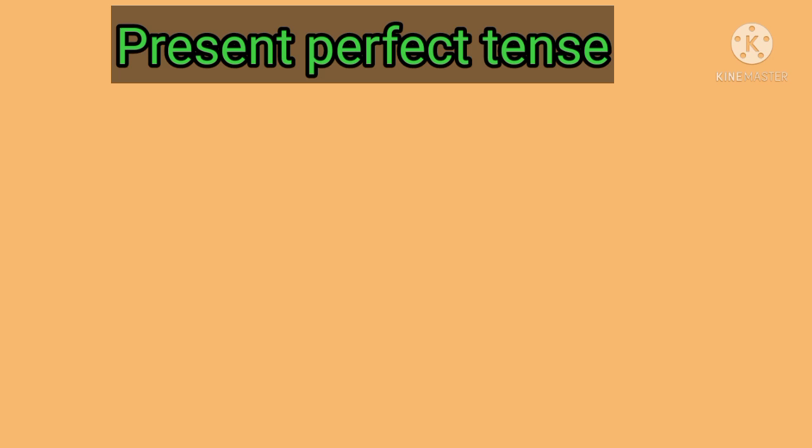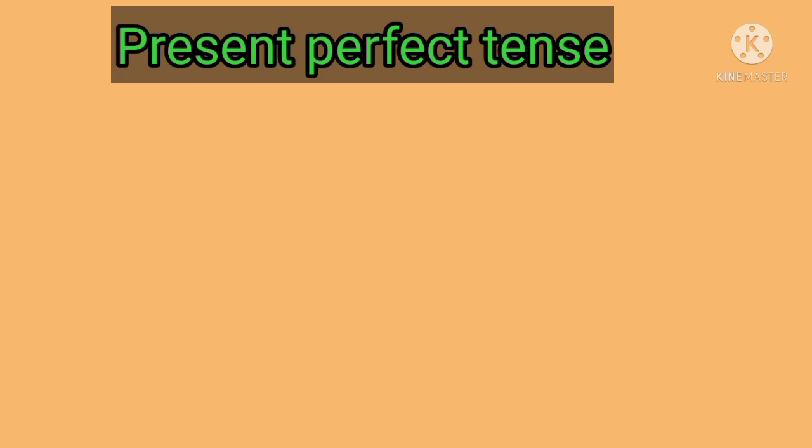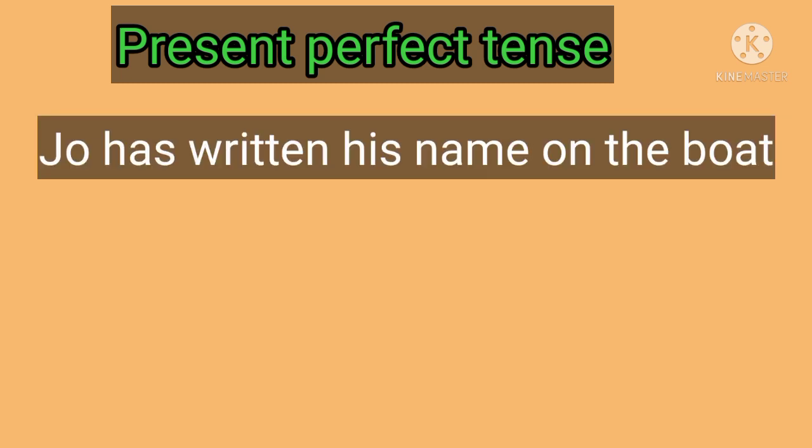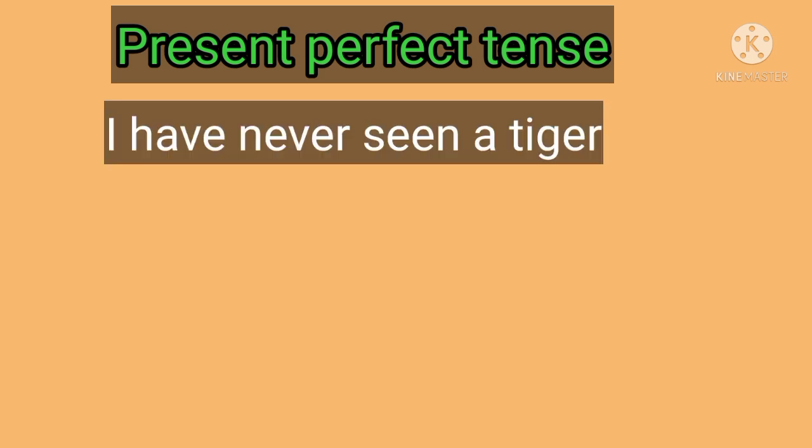The present perfect tense has continuative use, resultative use, and experiential use. For example, in the continuative use, the present perfect tense is used to indicate past actions with relevance to the present time, as in, we have lived in this house for 10 years, we are still living. Resultative use, the result of the past action is still fresh, as in, Joe has written his name on the board. The name is now seen on the board. And experiential use, to narrate the experience, as in, I have never seen a tiger, I don't have the experience.